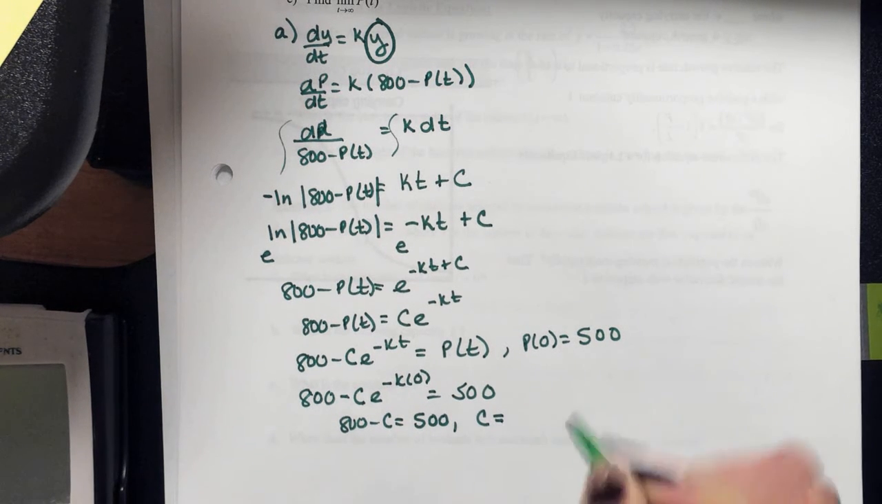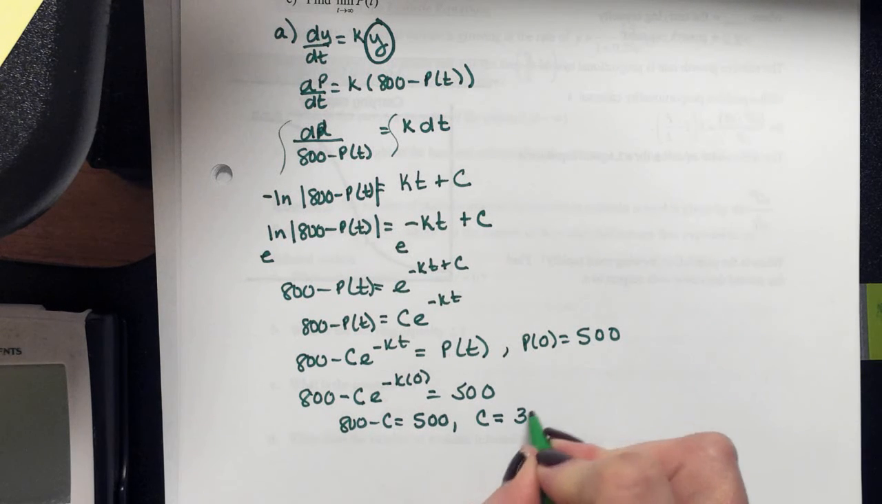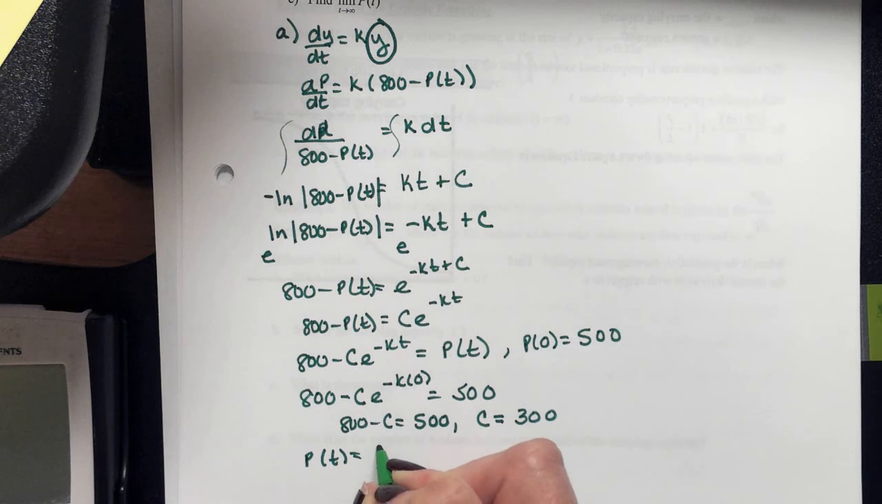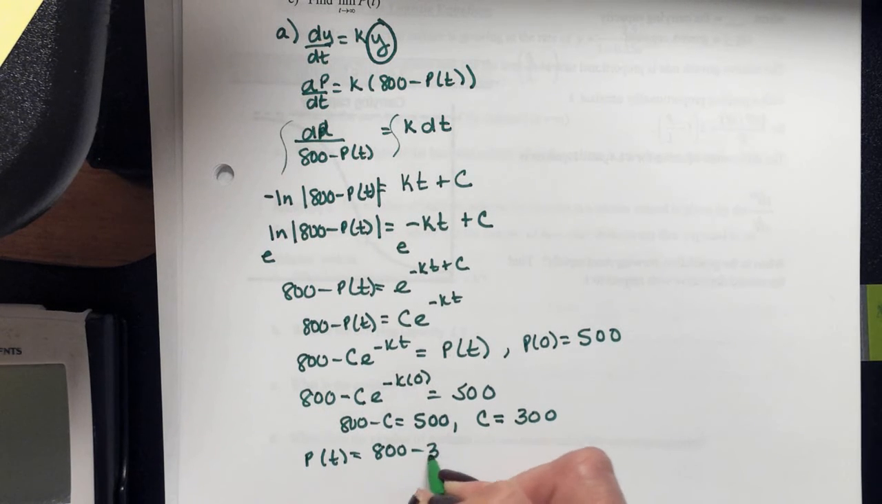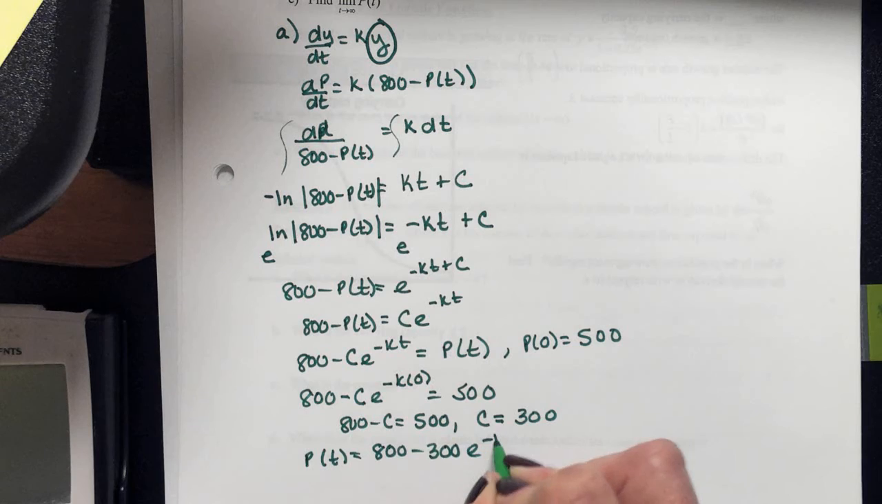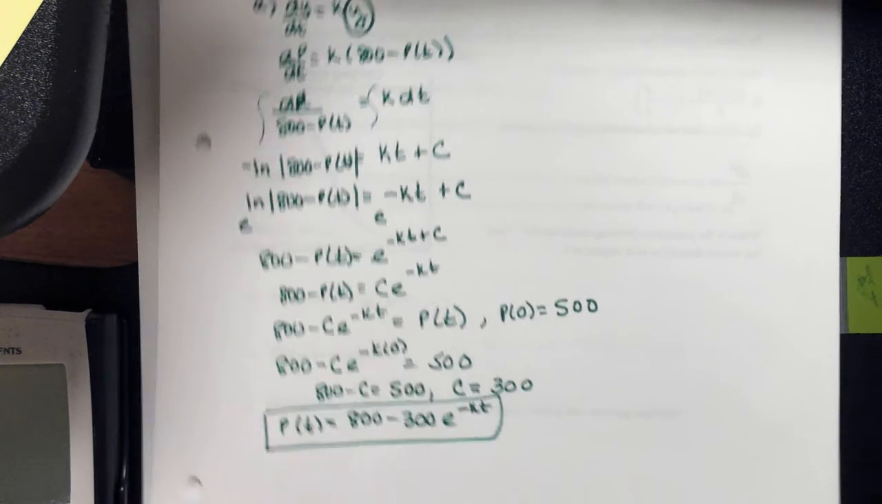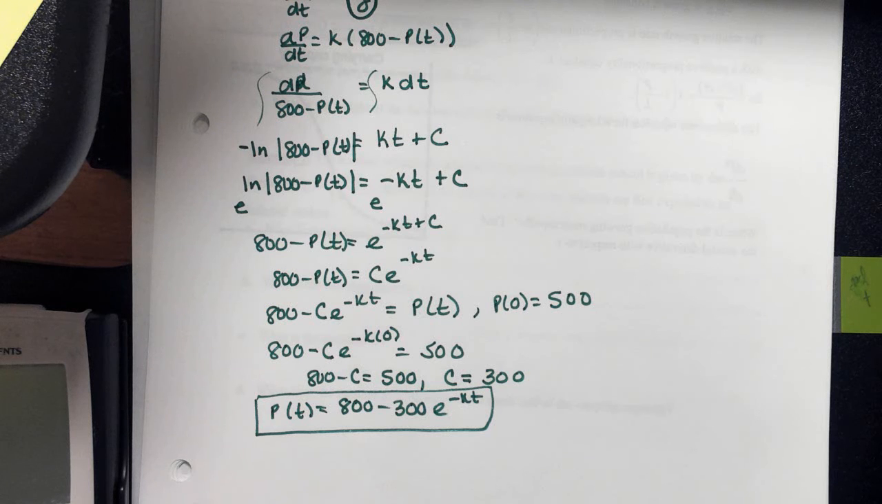So what's c going to be equal to? C will be equal to what? 300. So then P of t is going to be equal to 800 minus 300 times e raised to the negative kt. So there's part A.